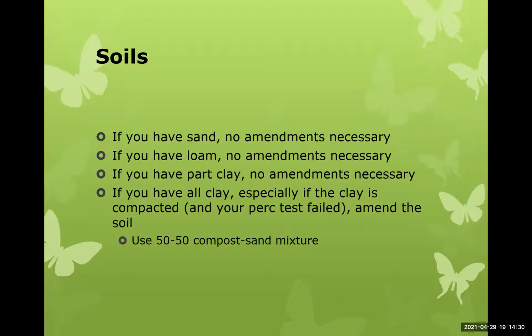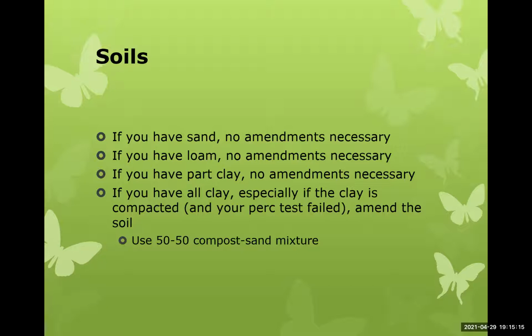So if you have really sandy soil that infiltrates well, you don't need to amend the soil. It may even drain well enough that you could put in sand prairie species, dry sand prairie species. If you have a loamy soil, you also don't need amendments. Even if your soil is clay and your Perc test passed, you generally don't have to amend the soil. But if you have a lot of really compacted clay and your Perc test failed, then you're going to amend the soil, and you're going to use a 50-50 mix of compost and sharp sand.